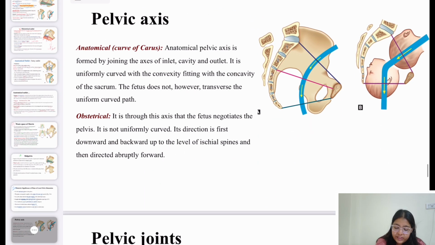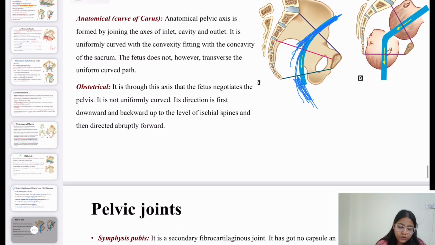Again, pelvic axis. So you see, through the inlet, through the cavity, it is coming like this, vertically and backward. But now from here, after the plane of least pelvic dimension, it will come down and forward. So if you make a curve, it will become like this, which is known as the anatomical curve of Carus. So it is formed by the axis of the inlet, cavity and outlet, and it fits with the concavity of the sacrum. The fetus does not, however, traverse the uniform curved path, obviously.